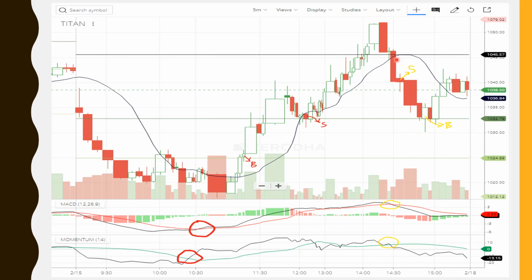There's not much difference, guys. If you're entering here, it's not a big deal. It's like 3-4 rupees difference, but that is the edge which you will gain after some experience, right?